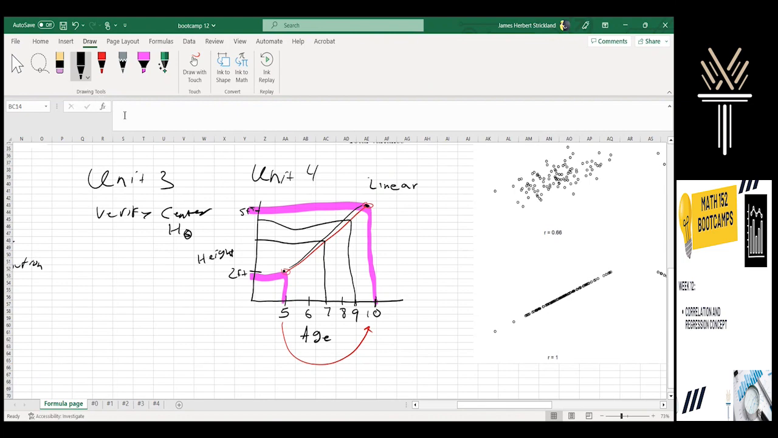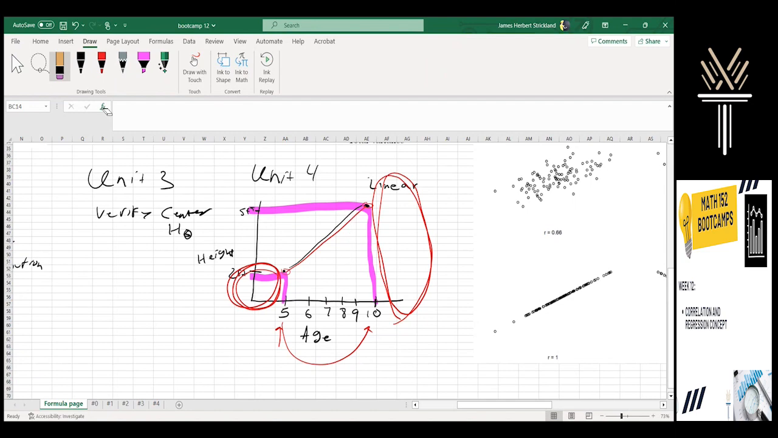What we cannot do with this data is talk about anything before our data started. We can't talk about anything less than 5 years old because we have no idea what happens there. We didn't verify that direction. And we can't talk about anything after 10 years old from this situation because we don't know anything beyond our data. The only thing that we know is from 5 to 10 years old. So you're only allowed to talk about this range from 5 up to 10, because it may turn out that after 10 years old, we flatten out and stop growing.